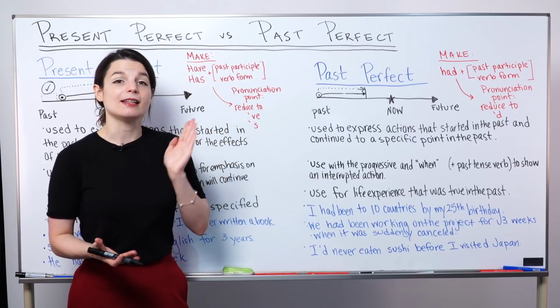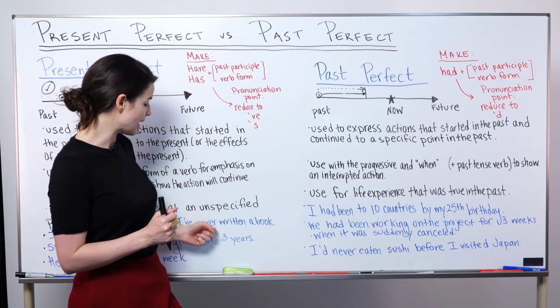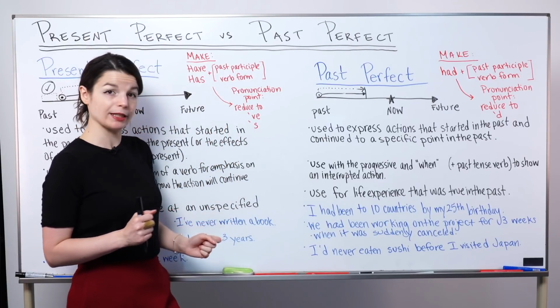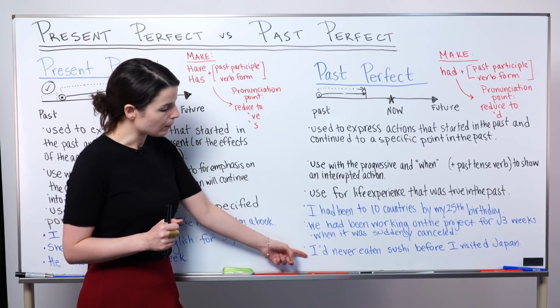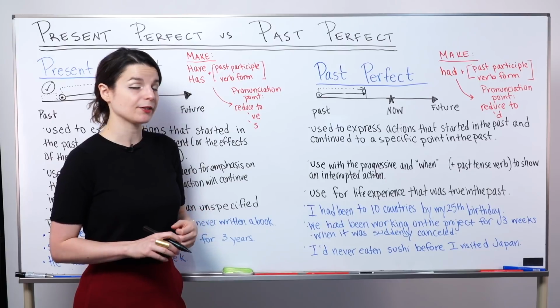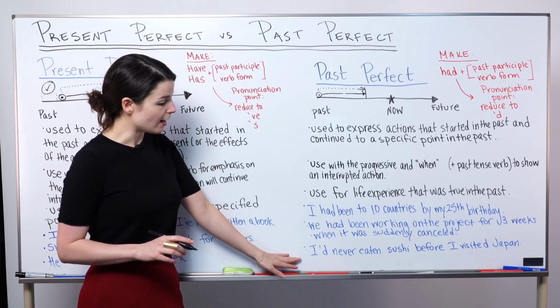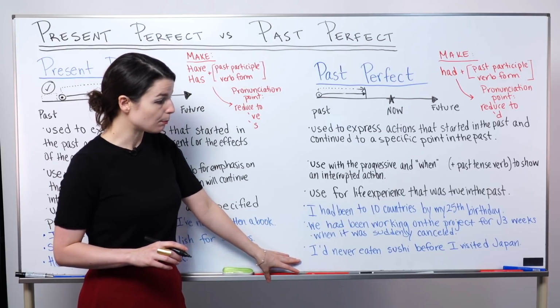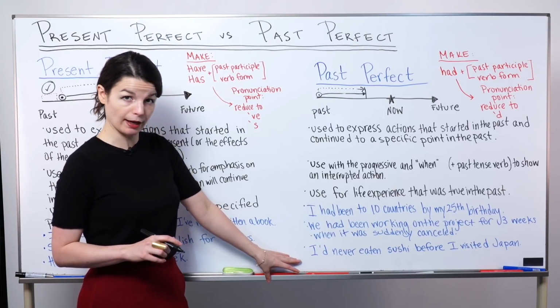Again, this uses a negative. I talked about this negative over here: I've never written a book. Let's look at how we might use a negative with past perfect. I'd never eaten sushi before I visited Japan.